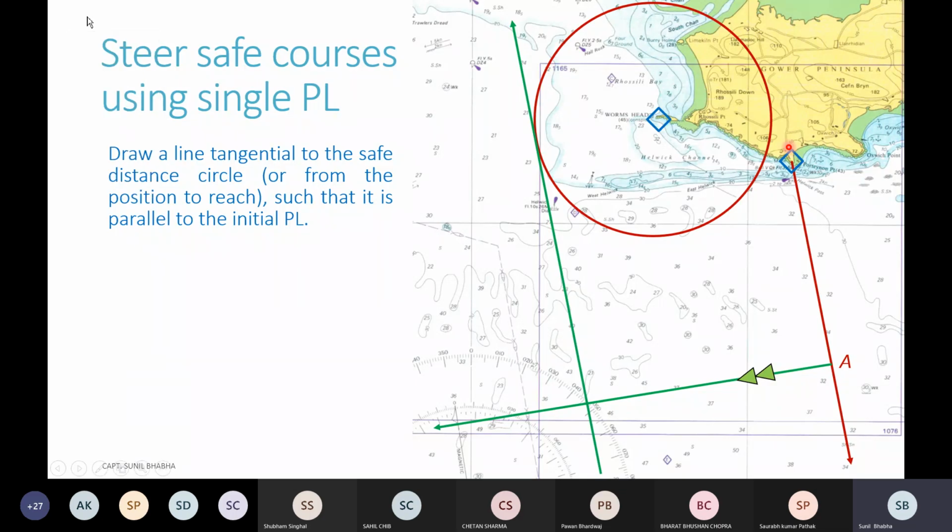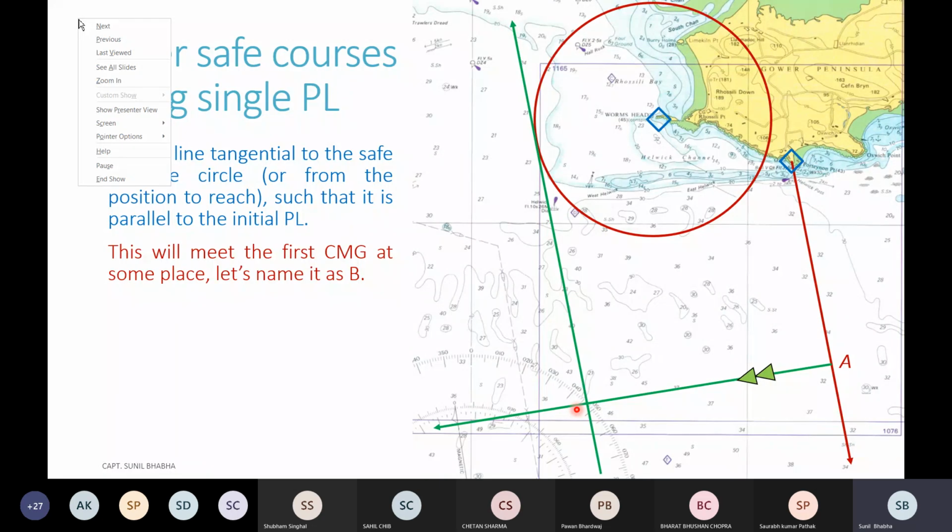If you want to reach a pilot boarding ground, you have to draw the tangent, you have to draw the parallel line in such a way that it passes through that pilot boarding ground. You see this line which we have drawn, the tangent line, it meets our first course made good at this particular point.